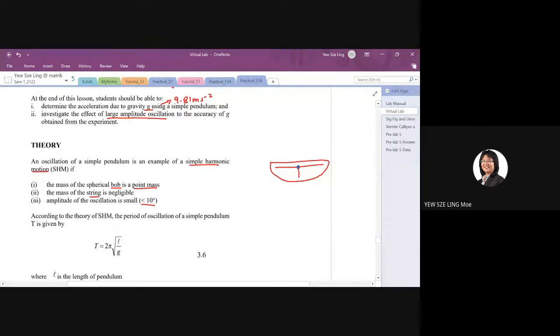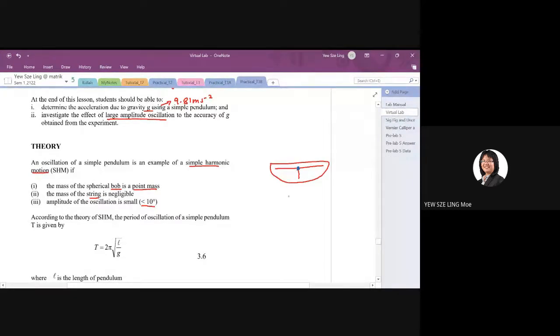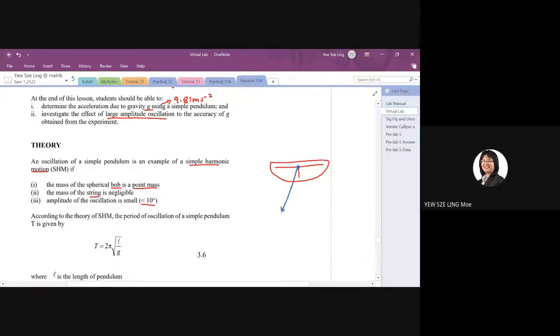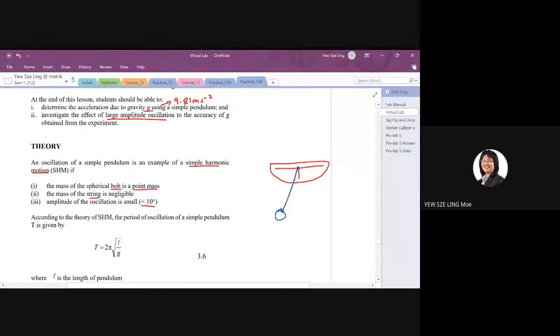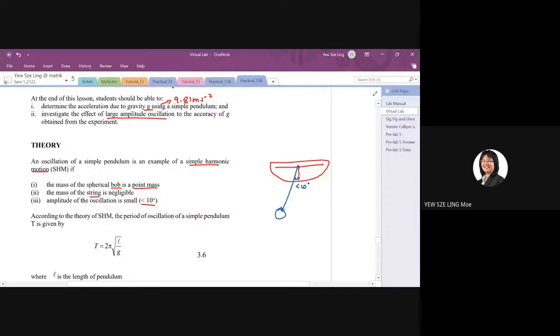This is the point that I'm going to call the origin. You put the string at this point, and the angle is between the string and the vertical line. This is a pendulum bob. The angle between the string and the vertical line should be less than 10 degrees. That is the meaning.